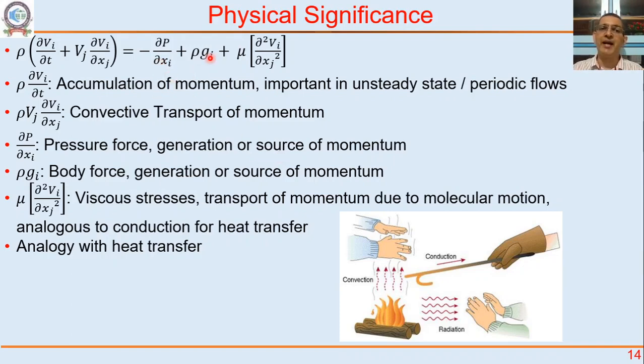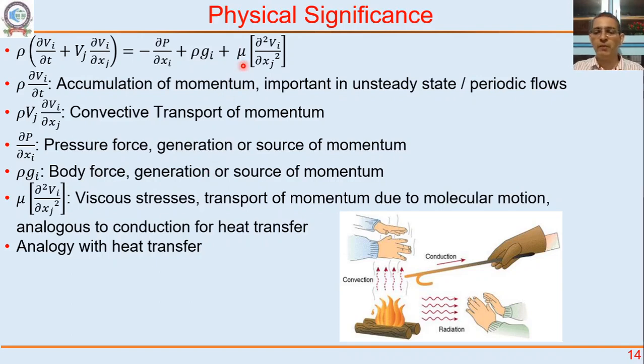Same way rho gi, gravity. There can be a liquid at a higher level, and an outlet at a lower level. Flow is because of the gravity. This rho gi is a force which is causing the flow. It's a source of momentum. It is arising out of the volume multiplied by density into g. It's called a body force. It is a source of momentum.